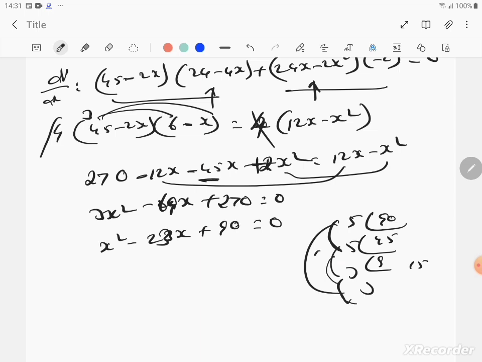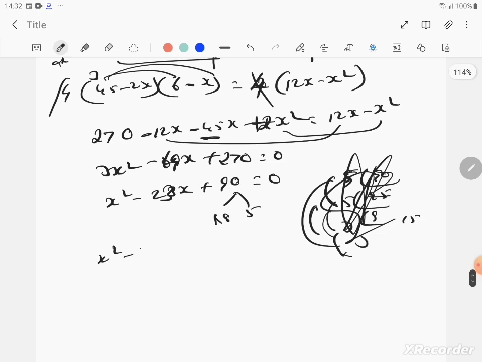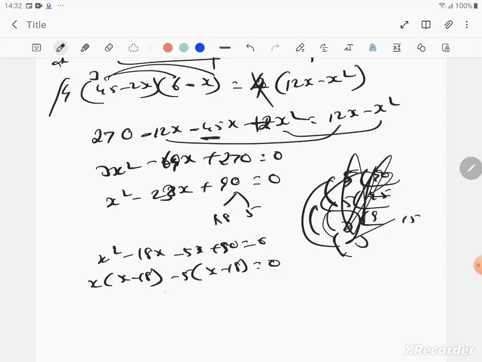5 3s are 15. Oh, what should I do? What have we written here? I've written a 5 and I'm writing 45. We know 18 fives are 90. So x square minus 18x minus 5x plus 90 is equal to 0. So x into x minus 18 minus 5 into x minus 18 is equal to 0. x minus 5 into x minus 18 shows that x is equal to 5 and x is equal to 18.